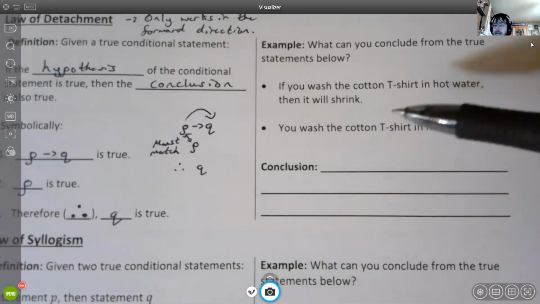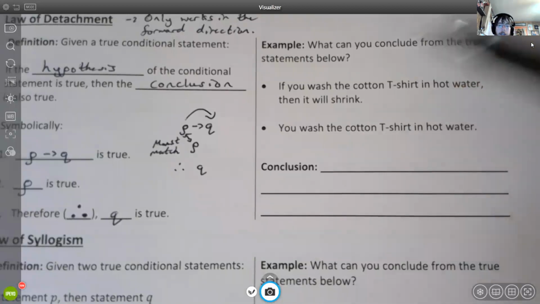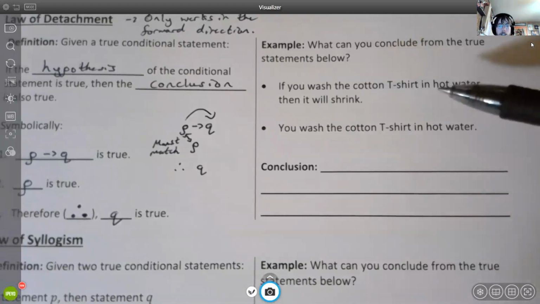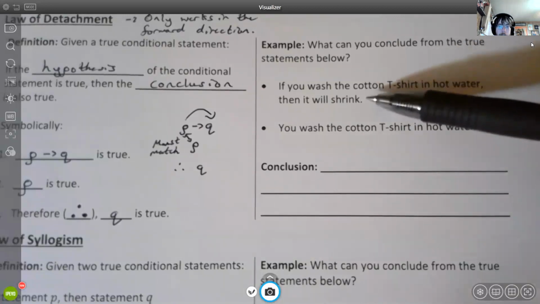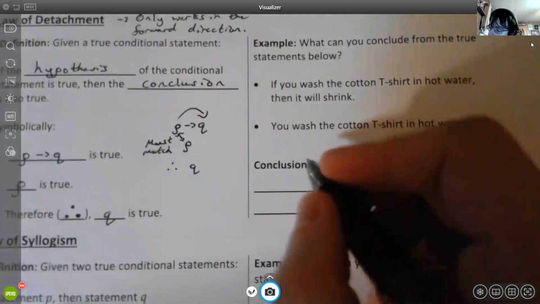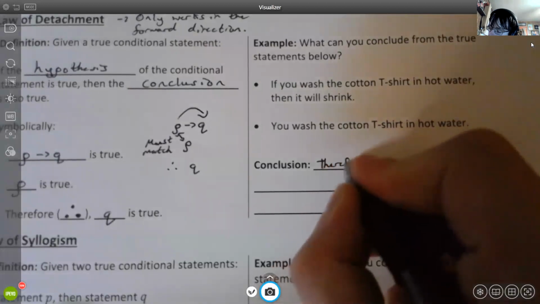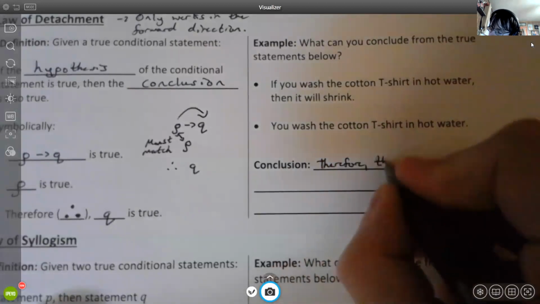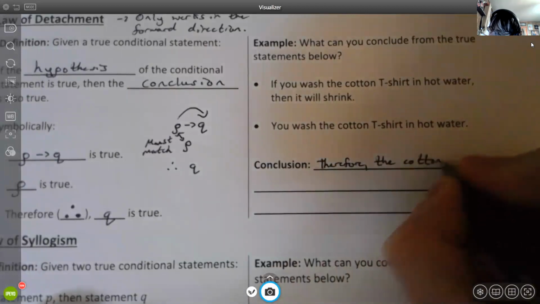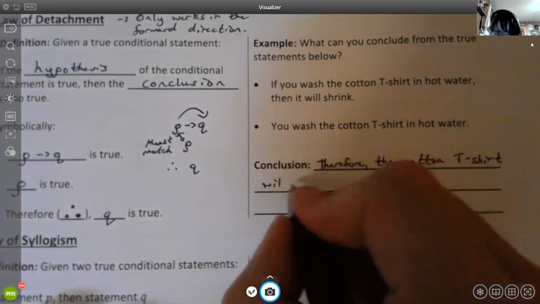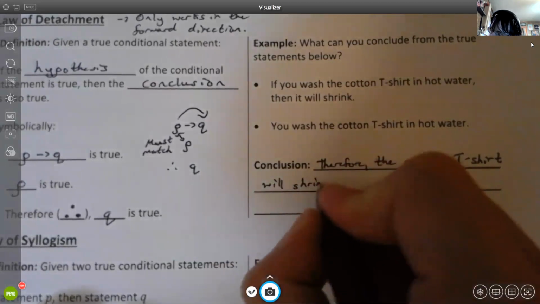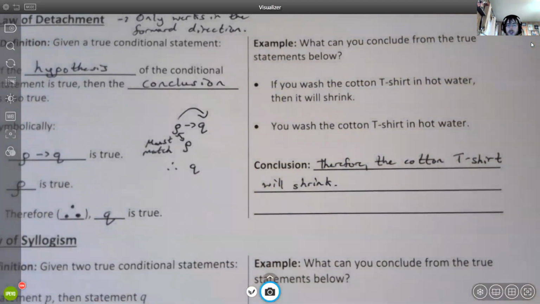Well, just thinking logically about it, if I wash the cotton t-shirt in hot water, then by this statement, it's going to shrink, right? So your conclusion would be, therefore, the cotton t-shirt will shrink. Now, I want to show you how to write this using the symbolic notation, because a lot of times the symbolic notation does help out.